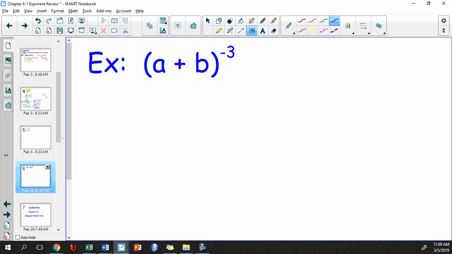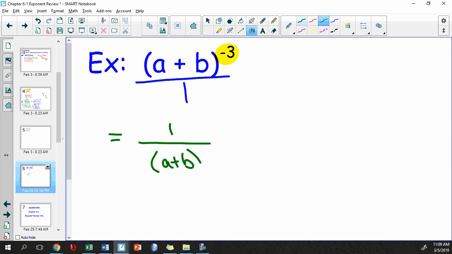So what I have to do is keep that together, and I'm going to put this over 1. Why am I putting it over 1? Because I have a negative exponent, and can I have negative exponents? No. So how do I turn this into a positive exponent problem? I take the whole expression and I bring it down to the bottom, and I make that exponent, instead of negative, turn into a positive.